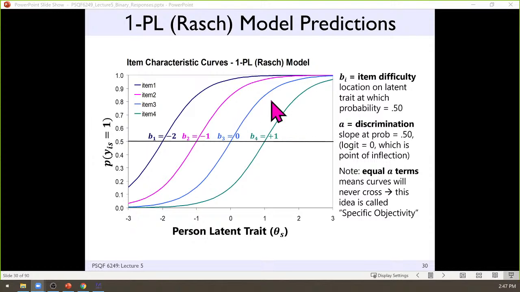When you allow different slopes, they cross. And the ordering of items with respect to their difficulty can change at different levels of theta. And to Rasch people, that is just not acceptable. To me, that's a testable hypothesis and probably not likely to be true. But isn't that just life? Yes. And here's where context matters, folks.